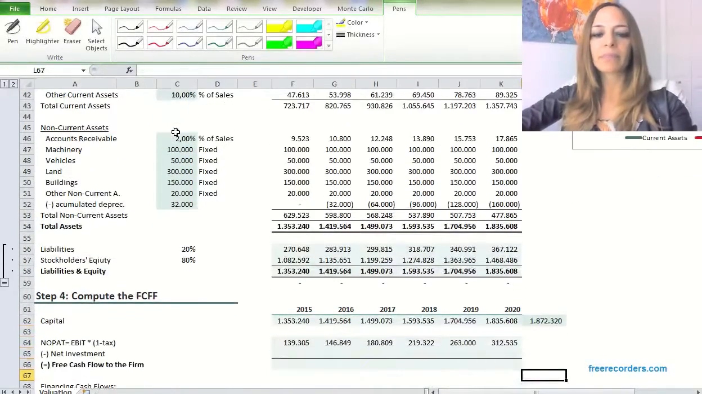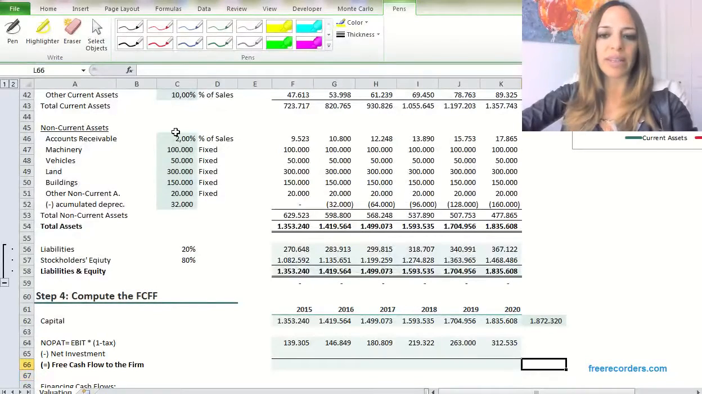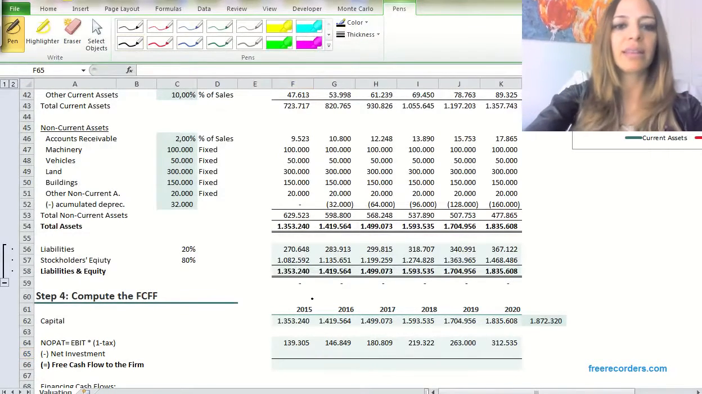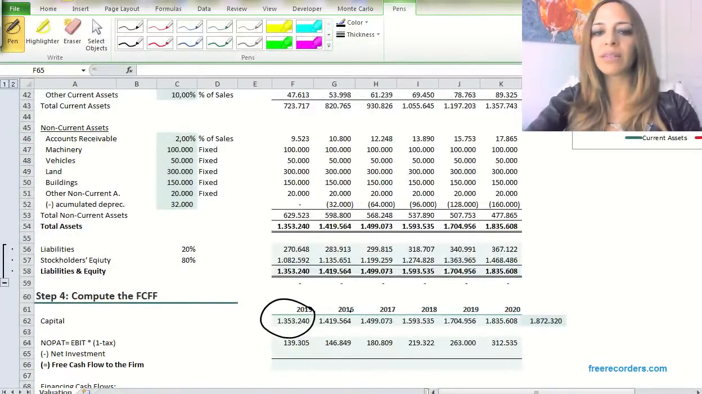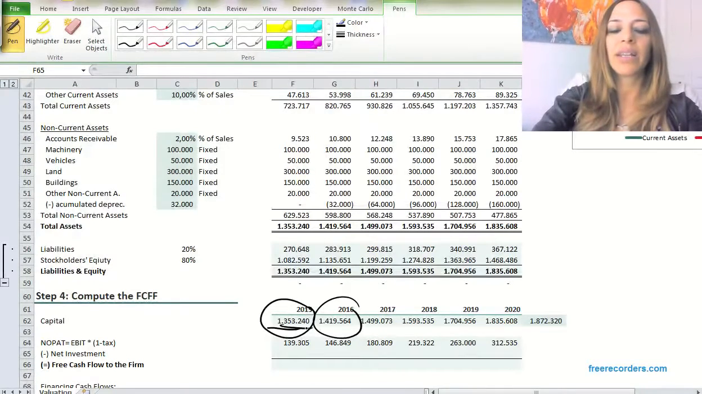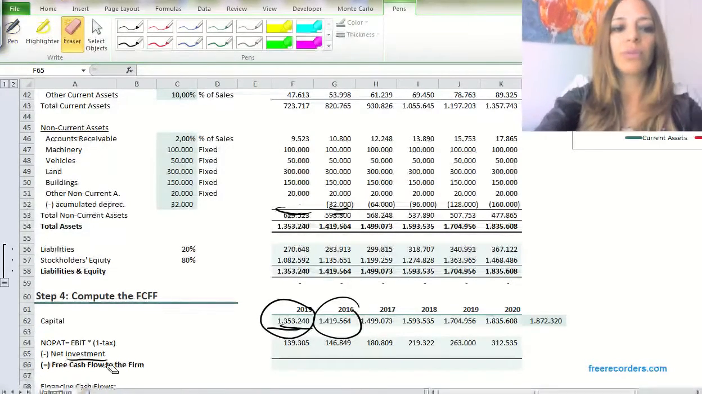Okay. It could be 0, right? It could be 2%, 1, 2, 3%. It depends. Now, how much do we need to invest? For example, see that capital is growing from 1.3 million to 1.4. Therefore, the difference is investment, is net investment, because this capital is already net of depreciation, of accumulated depreciation. So this net investment is the investment to grow.